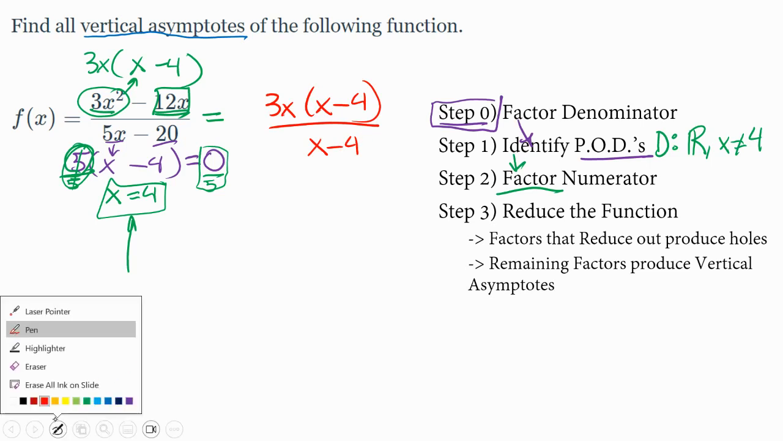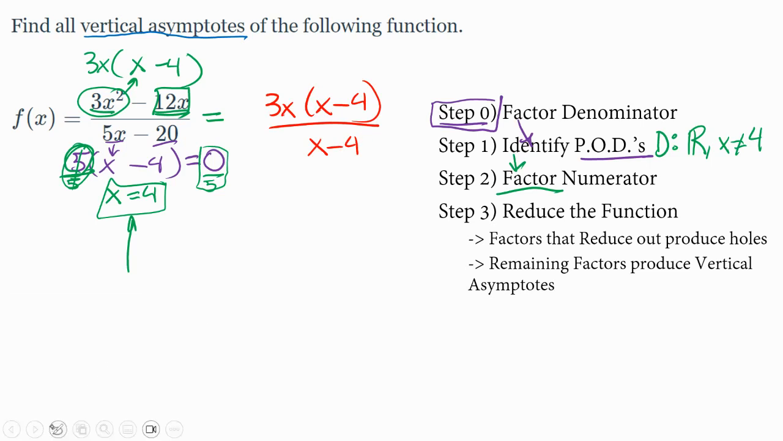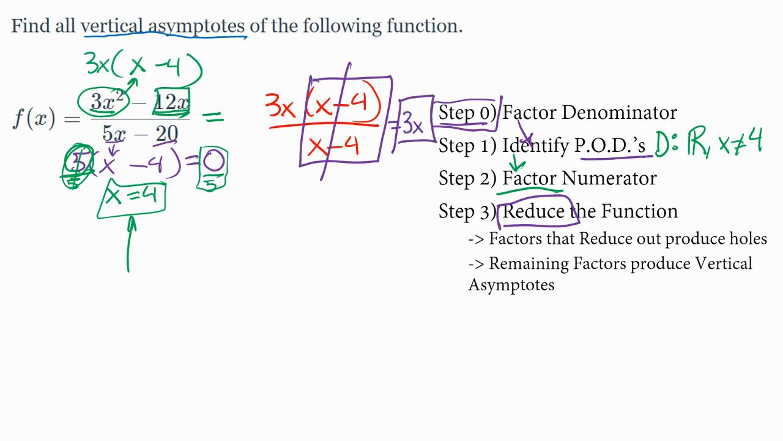And then what happens is in the next step, I'm supposed to reduce the function. And when I reduce the function, the x minus 4 reduces out completely. Anything divided by itself is 1. So the most reduced form of this function is just the function 3x. The function 3x has no domain restrictions in it. We originally had a domain restriction of 4. Our reduced out factor, x minus 4, produces not a vertical asymptote, but a hole. So this x equals 4 is a hole. There are no domain restrictions in the graph of 3x.